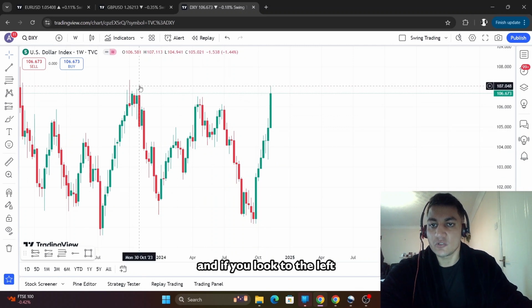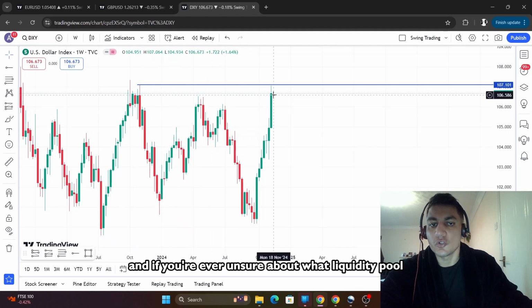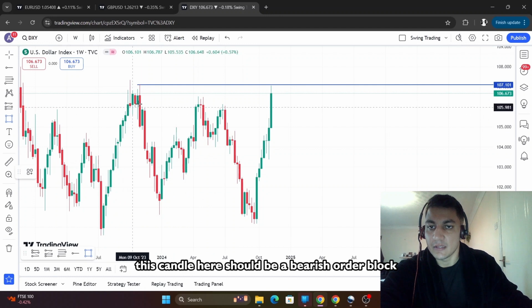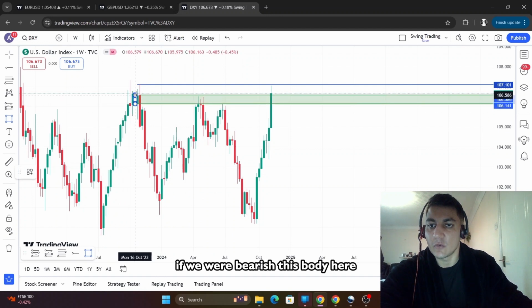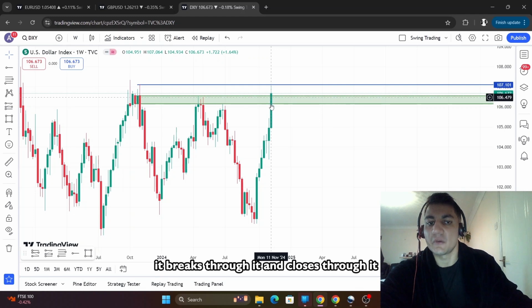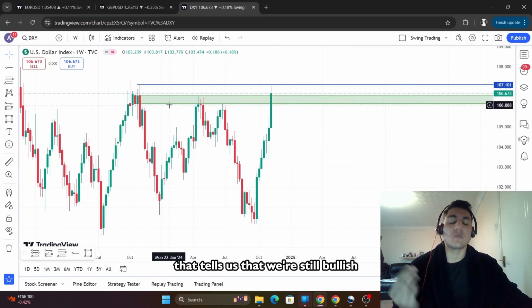And if you look to the left, we've got this key liquidity pool here at this height. And if you're ever unsure about what liquidity pool we're going to go for, you see this candle here, right? This candle here should be a bearish order block if we were bearish. This body here. You see how price closes right through it. It breaks through it and closes through it. There's been no respect of a bearish order block. That tells us that we're still bullish.